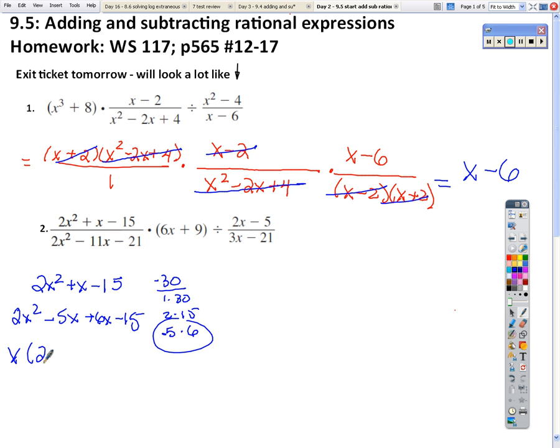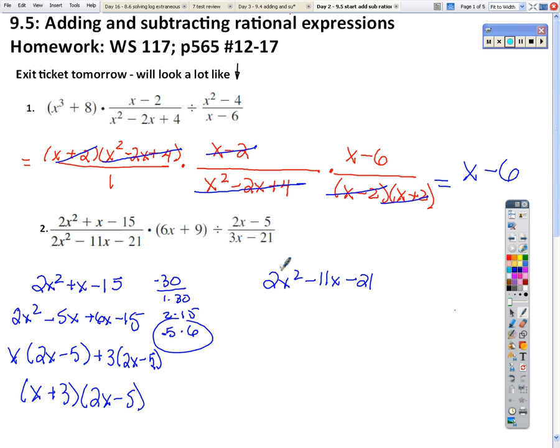Factor out the greatest common factor. So this piece factors to x plus 3 and 2x minus 5. I'm going to have to do that again with this piece. So let's do 2x squared minus 11x minus 21. So 2 times negative 21 is negative 42. All the ways that multiply to 42 to add to negative 11.